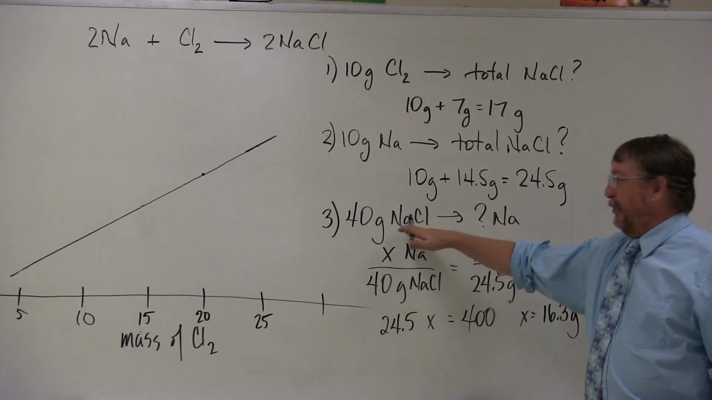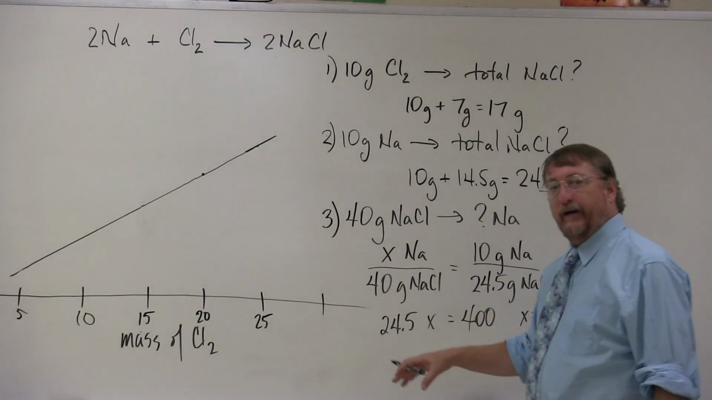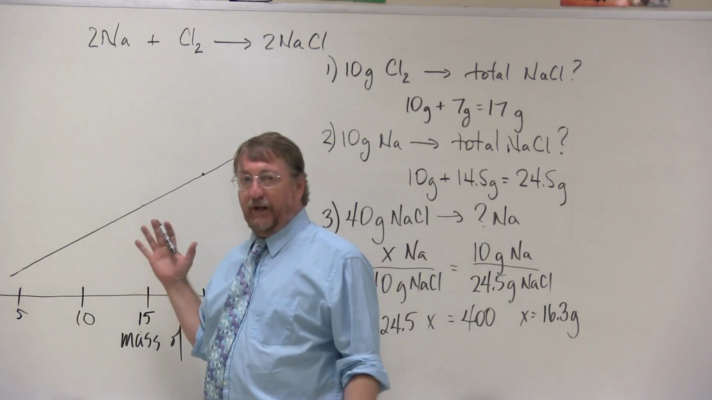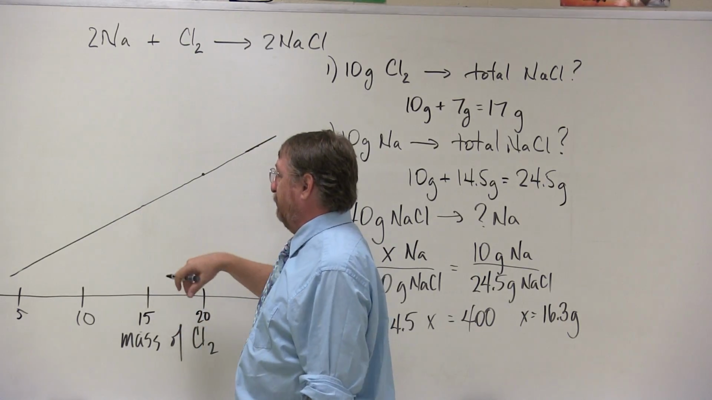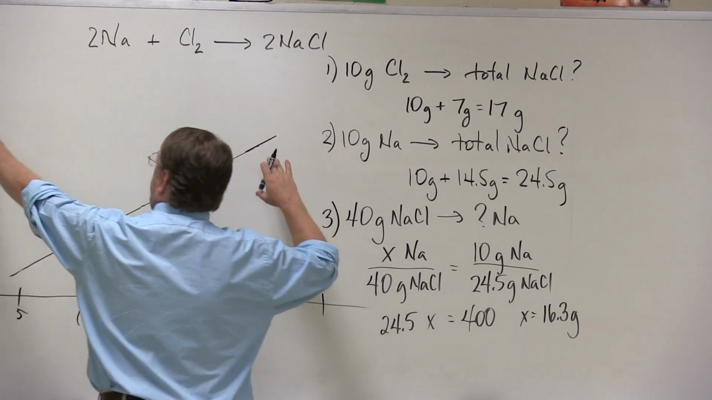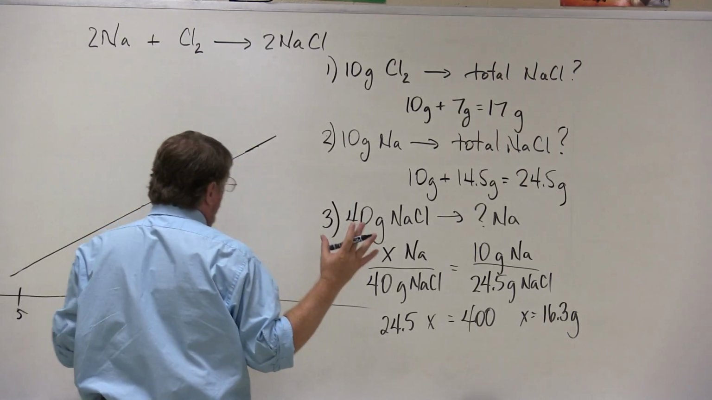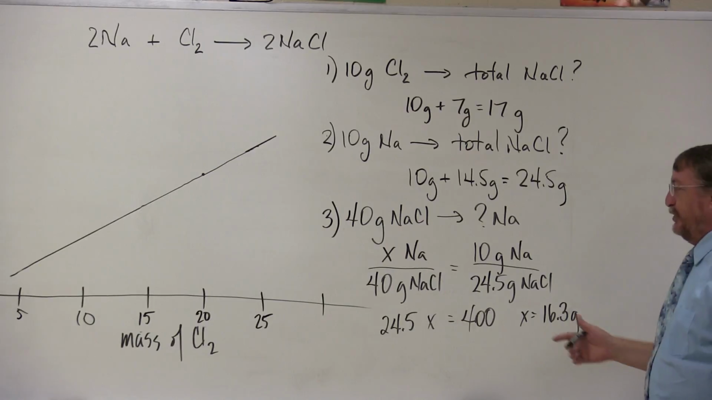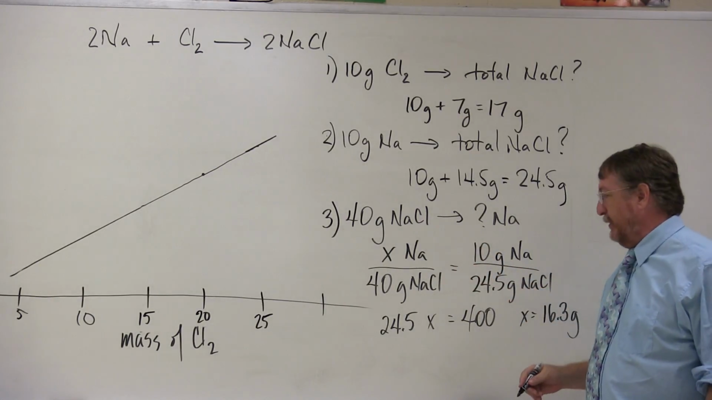So if I produce 40 grams of sodium chloride, I can go to my graph and pull a data point off anywhere on the graph. I picked the 10, but I could have gone to 20 and determined it, or 15, whatever. Pick a data point off, use that data point, just make sure you're comparing the same values.